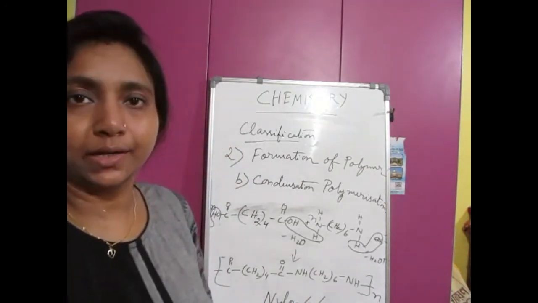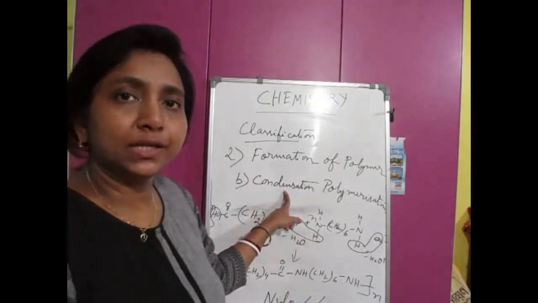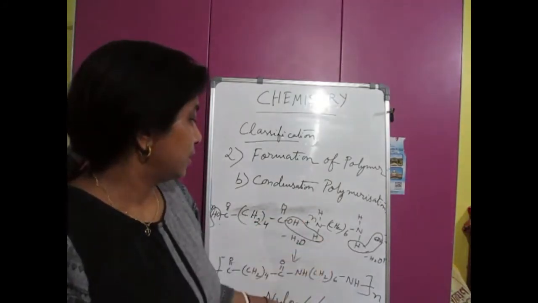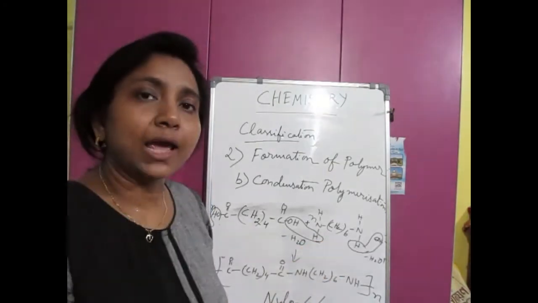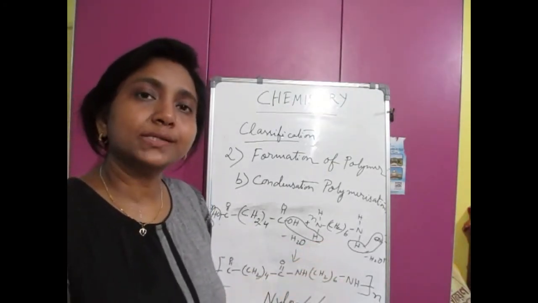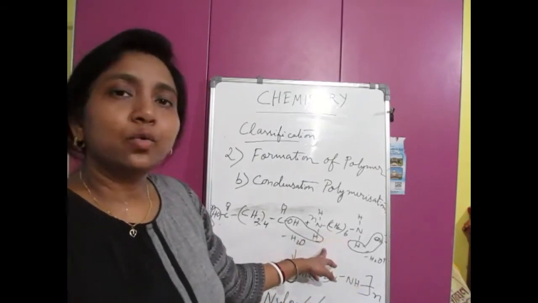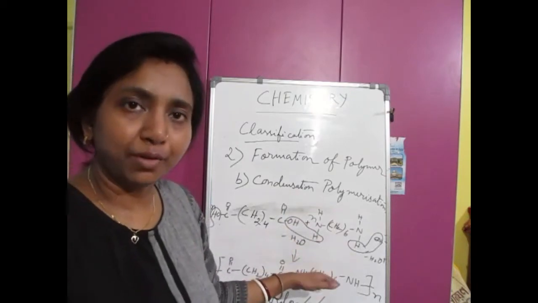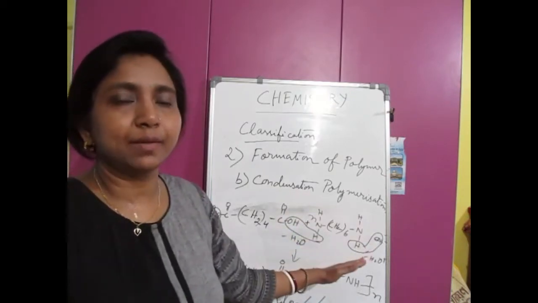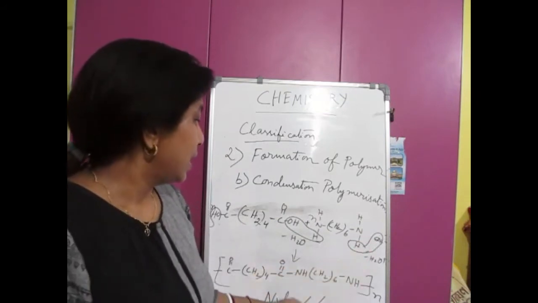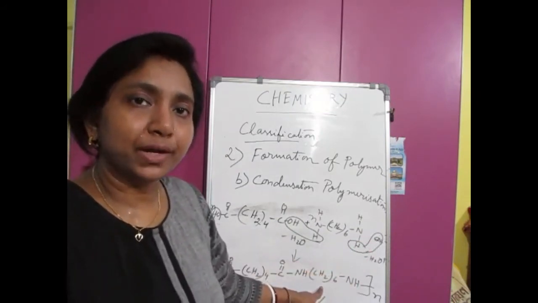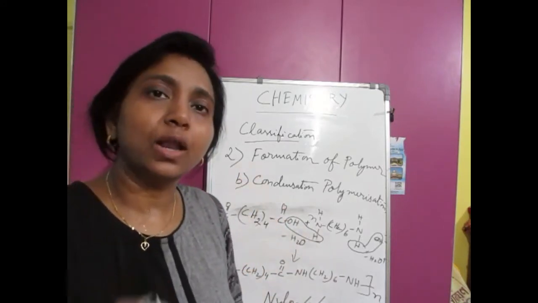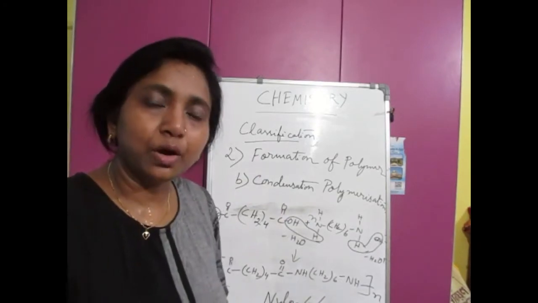So what are the characteristics of condensation polymerization? Number one, there are different types of groups. The monomers are different. More than one type of monomer is involved. Here you can see two monomers are involved, adipic acid and hexamethylene diamine. And the empirical formula is different from the monomers. And there is a loss of small molecules like H2O or HCl.